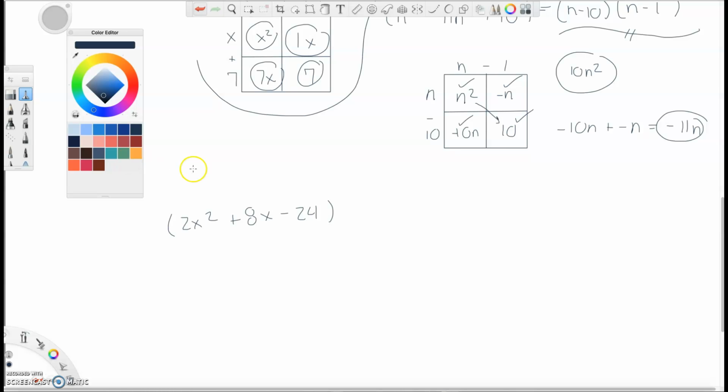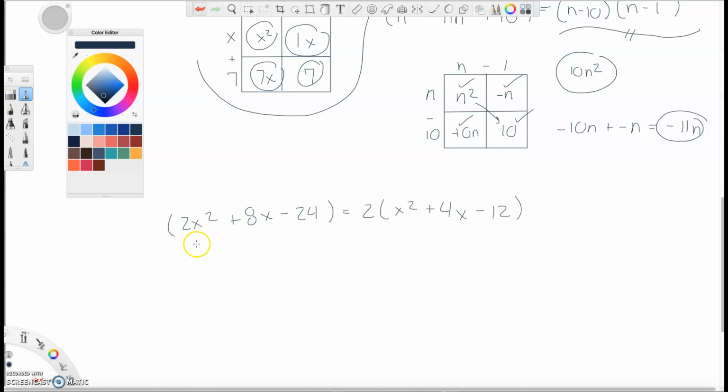All right. To fix that problem, the first thing we check is, can I pull anything out? Can I take 2 out of everything? And I see that, yeah, I think I can. I can pull a 2 out and rewrite this as equal to 2 times x squared plus 4x minus 12. Now this becomes something we can factor pretty easily, just with a 2 out front.